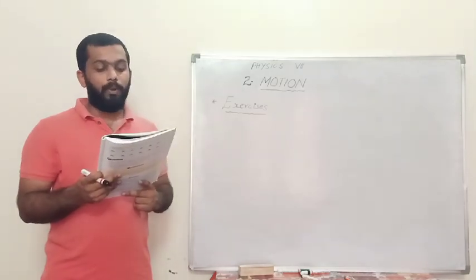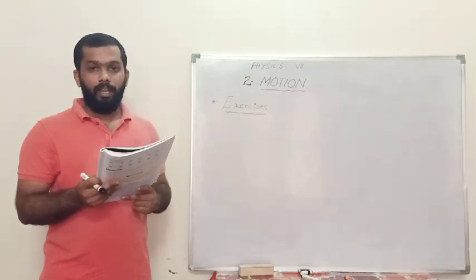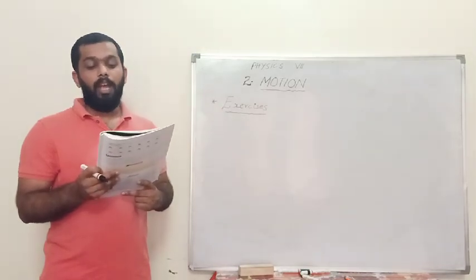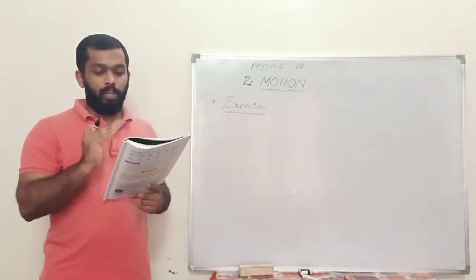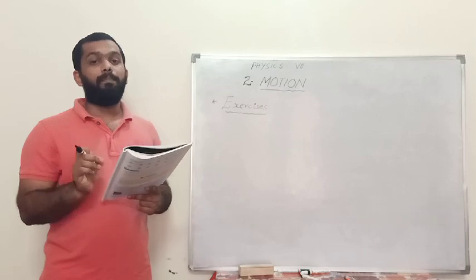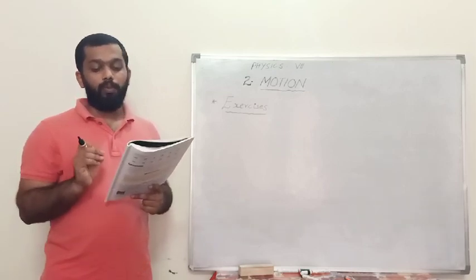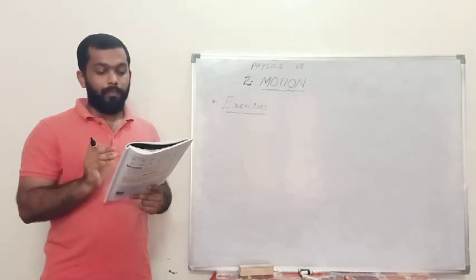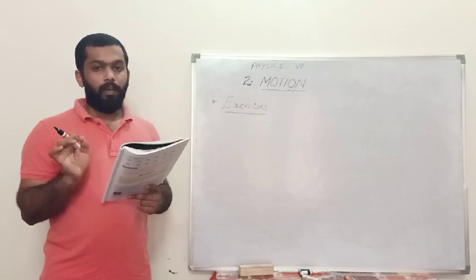Second question, what do you understand by oscillatory motion? When an object moves to and fro about its mean position, it is called oscillatory motion.